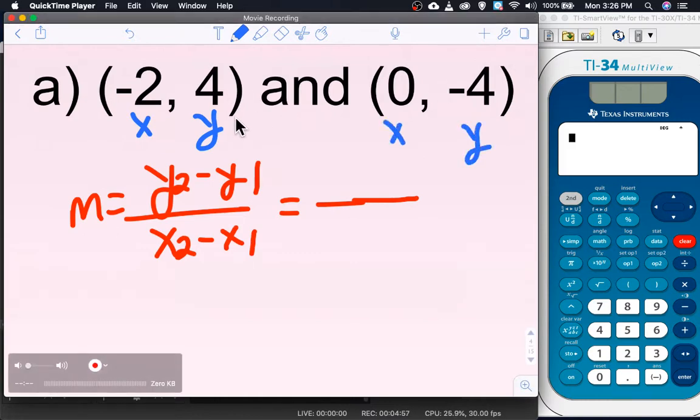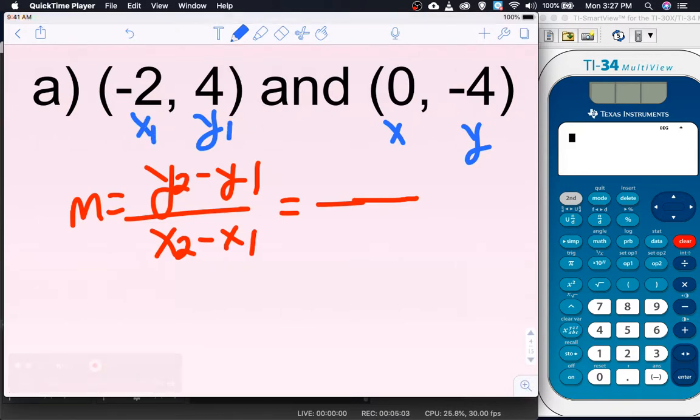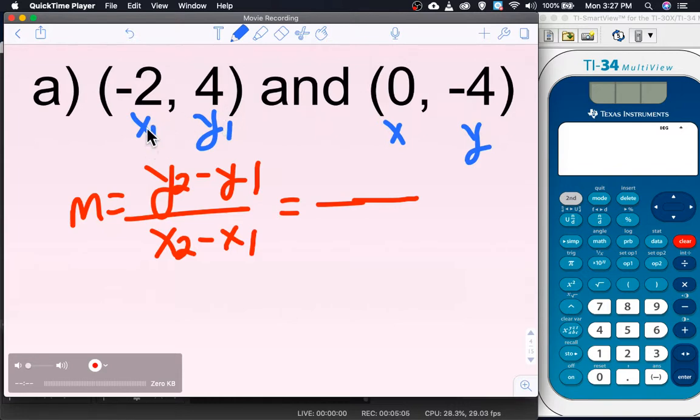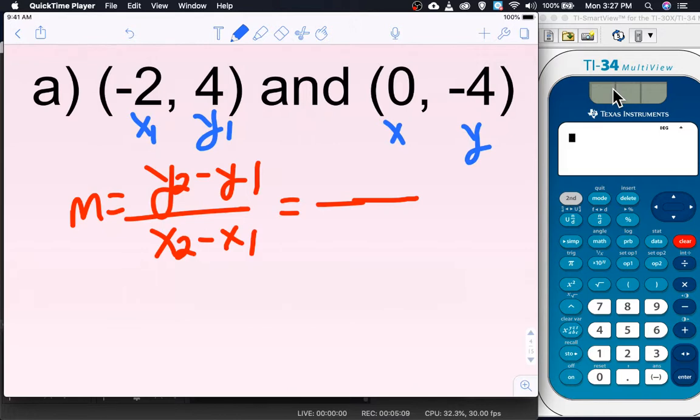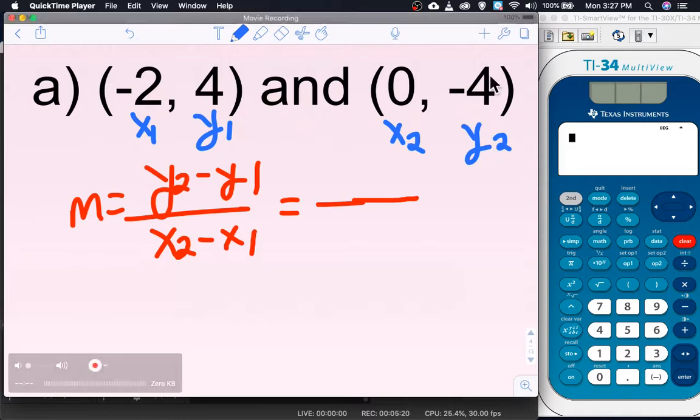And since this is the first point, it's just the first on the page, I'm going to make this x1, y1. That's the x and the y value from the first point. This is the x and the y value from the second point. That's all the 1 and the 2 are doing for us. It's just a little label to tell us which is from point 1 and which is from point 2. So I'm now going to plug these 4 numbers where they belong in this formula.